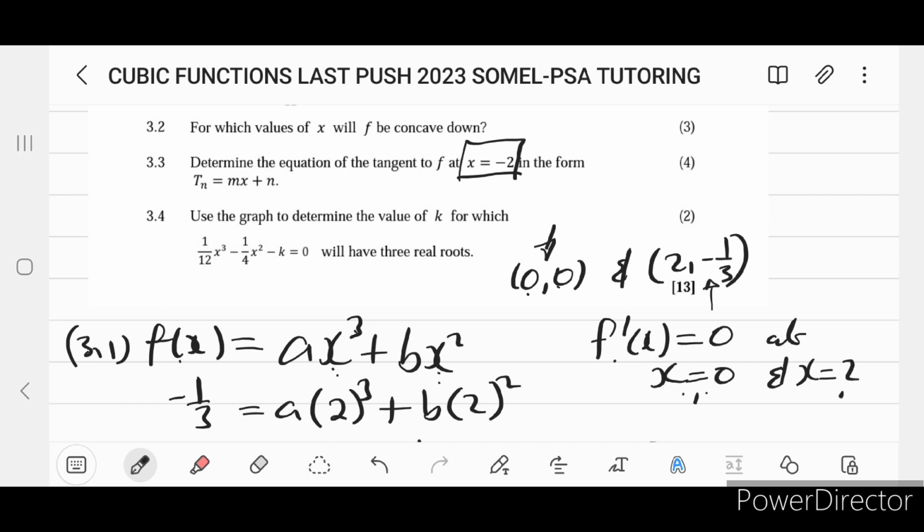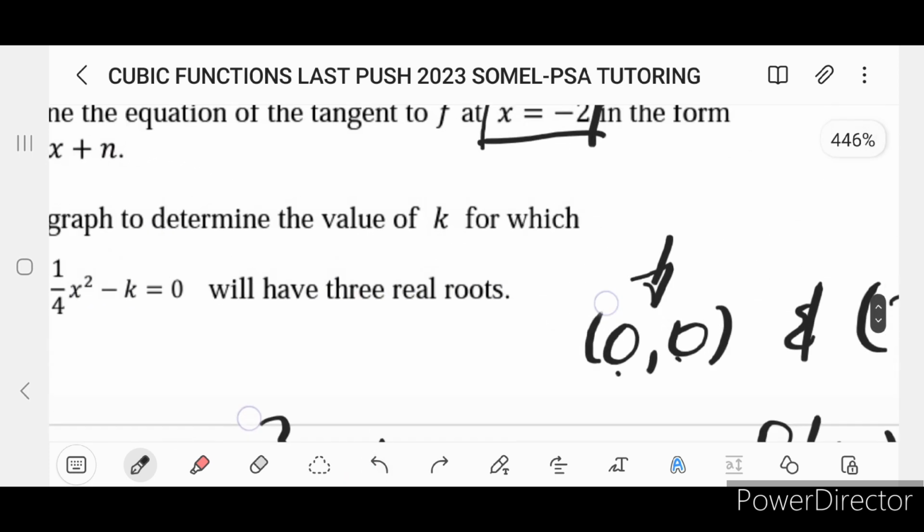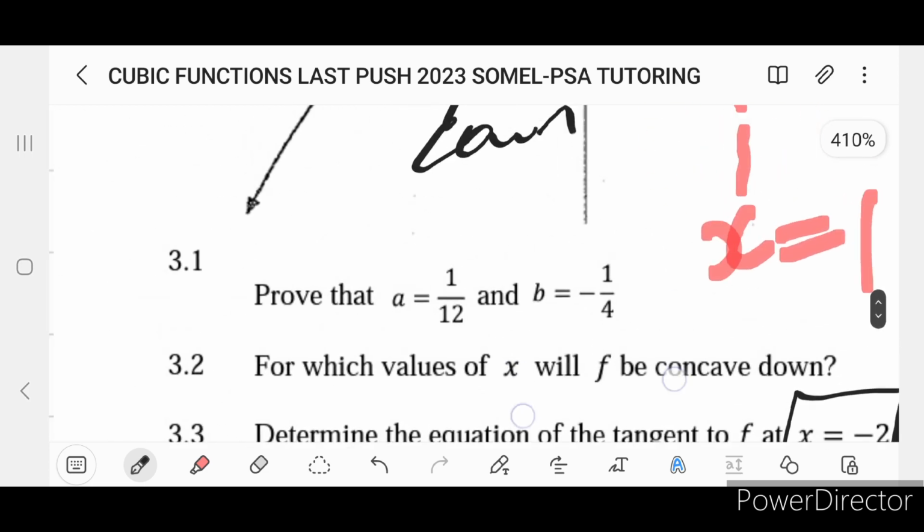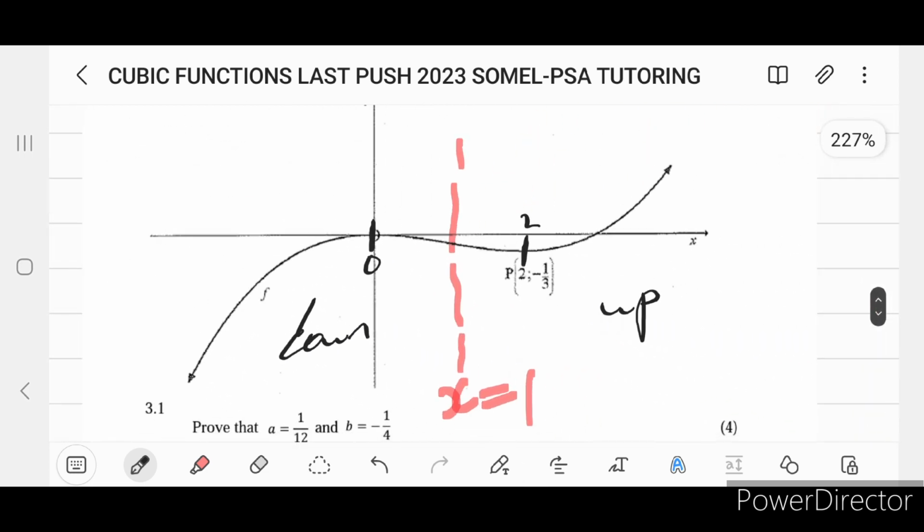So now they are saying to us, use the graph to determine values of k for which this function will have real roots. You remember, most of the time they put the k this side, so this time they took it that side. So we must make sure that we manipulate negative k, because that is our y-intercept. Let me just zoom it. So our y-intercept is negative k, it's not k, it's negative k. So it's very important to note that.